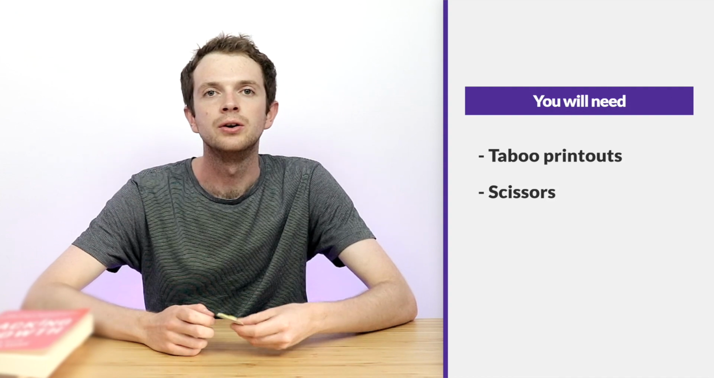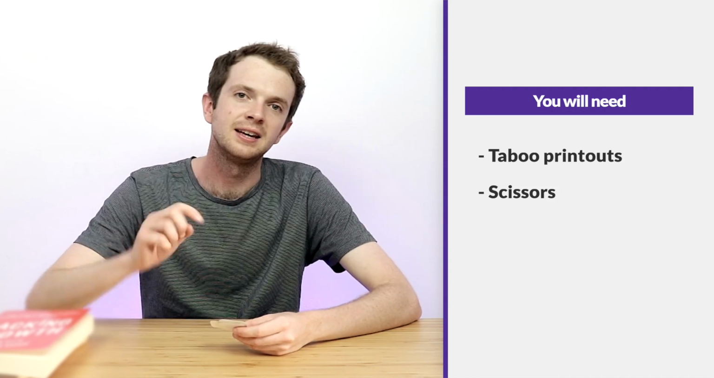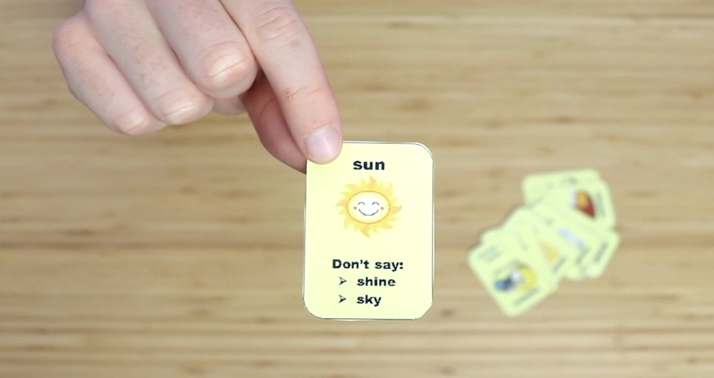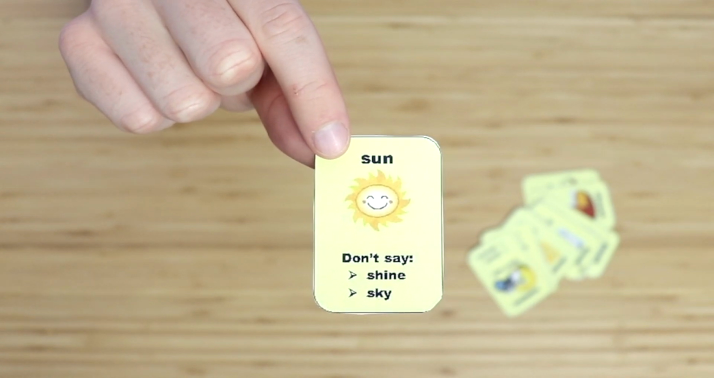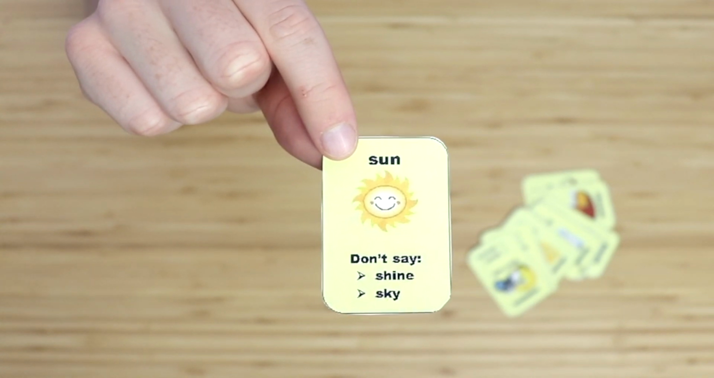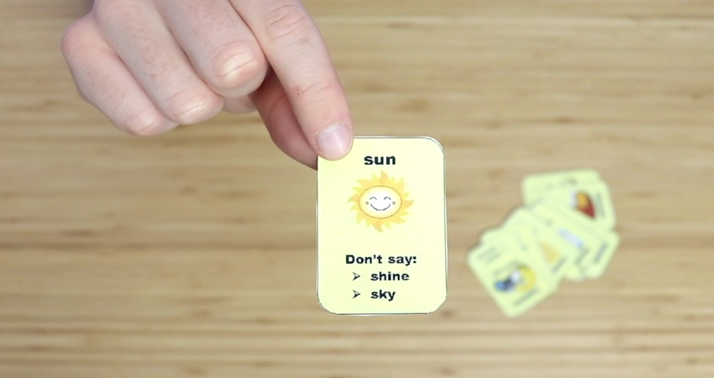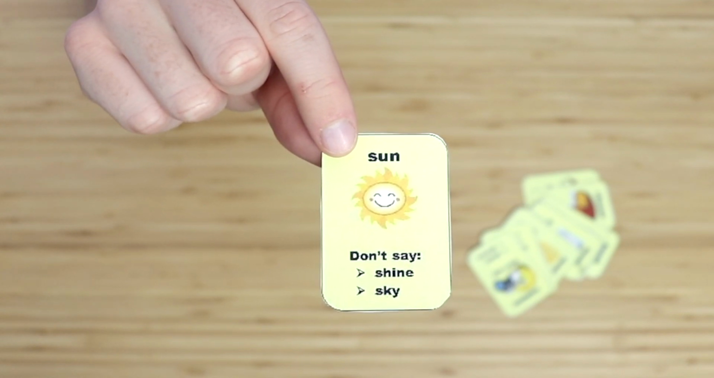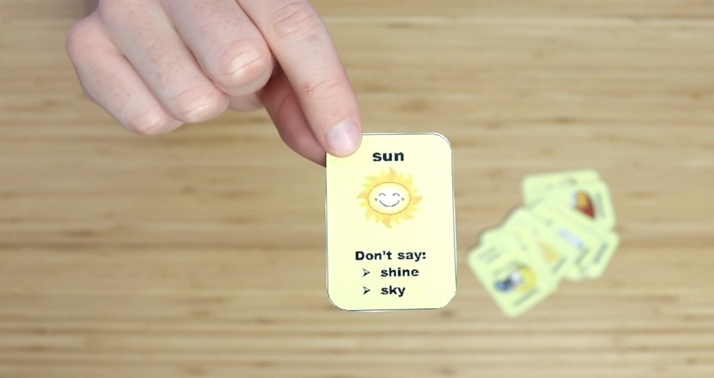You can make your own or download the ones I'm using at the link in the description below. What a taboo card consists of is a word and a picture. So for example, this card says sun and has a small image of a sun. The player who gets this card isn't allowed to say shine or sky, but they need to try and explain to the other children what the card represents.